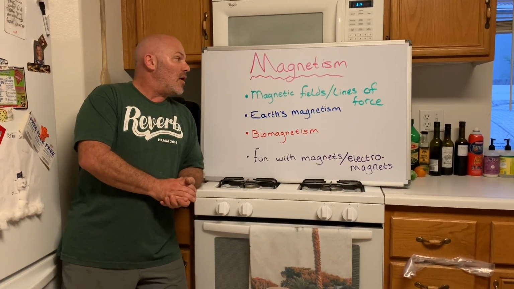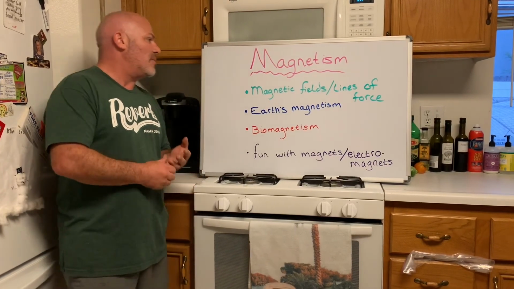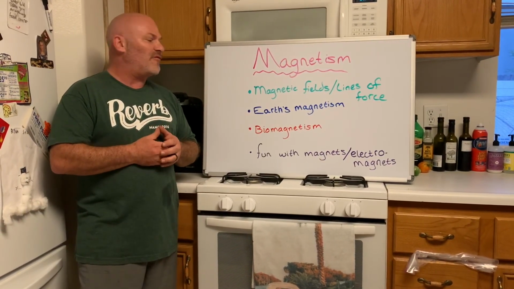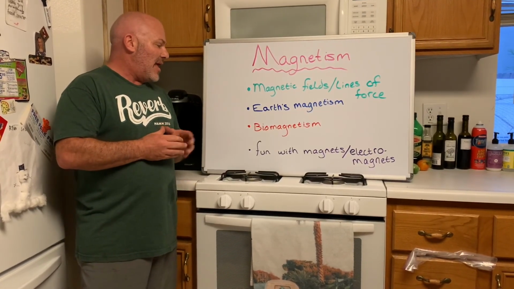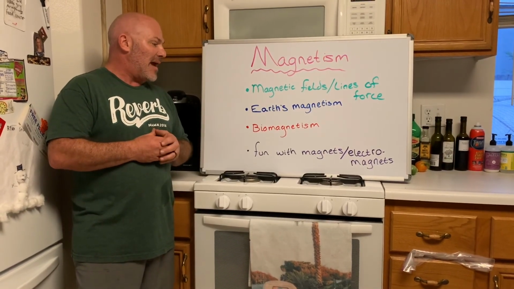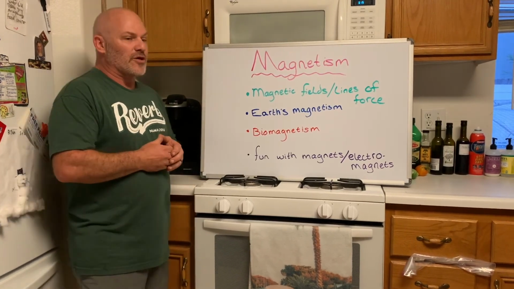So we are now going to be covering magnetism. Basically, what we're going to be talking about this evening are magnetic fields, also known as magnetic lines of force. We're going to tie that right into Earth's magnetism itself, and then a little bit of biomagnetism. And then we're going to have some fun with some magnets and some electromagnets. So let's start with magnetic lines of force.